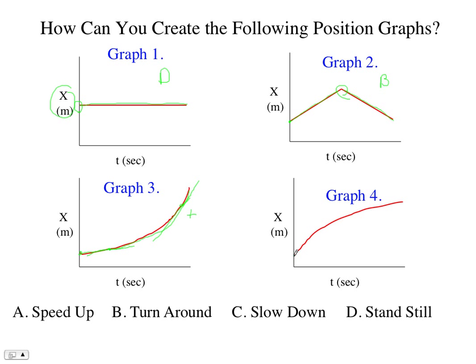And then in graph 4, we start out moving away from the detector, but now the slope is decreasing, approaching 0, and so in graph 4, we are slowing down. And so we are speeding up for graph 3 and slowing down for graph 4.